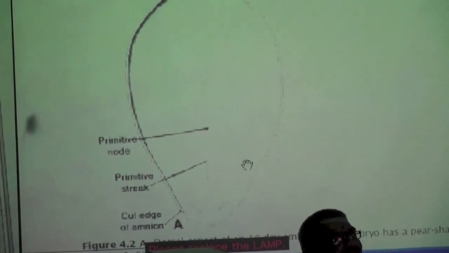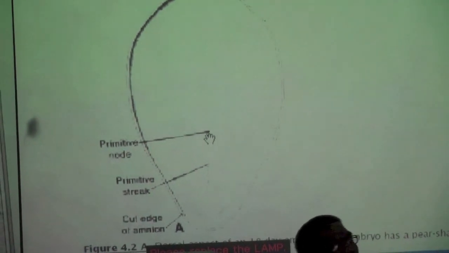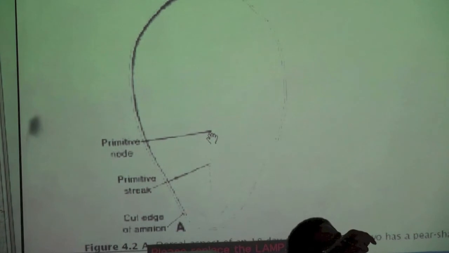What's the difference between primitive node and primitive pit? The primitive pit is the opening in the node. Yes, the hole in the node, where the notochord starts. Let us see that.